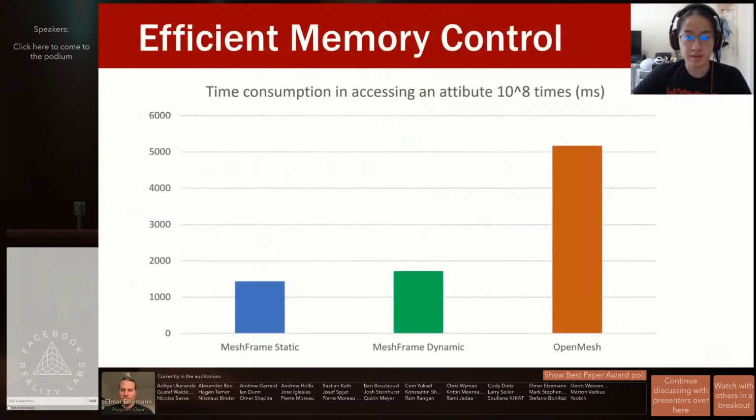Here we compare the speed of our dynamic property with static property and OpenMesh's dynamic property implementation. You can see, while being more flexible, our dynamic property is almost as fast as the static property, much faster than the OpenMesh's implementation.